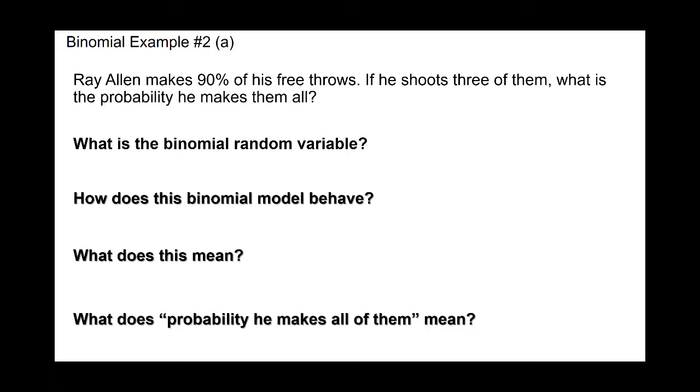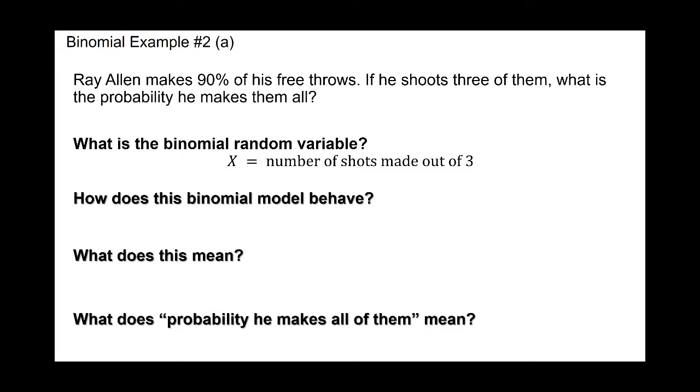So what is the probability he makes all of them? Well, first of all, what is the binomial random variable here? What is x representing? That represents the number of successes in 3 trials. So in this case, the number of shots he makes out of 3.